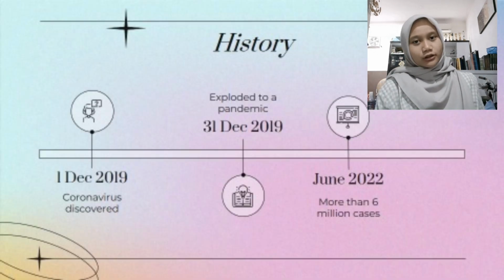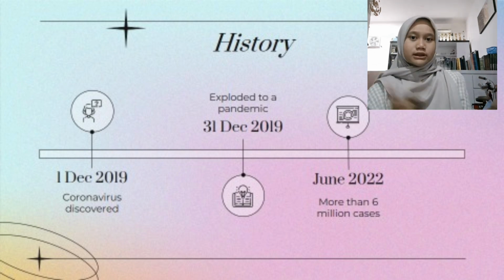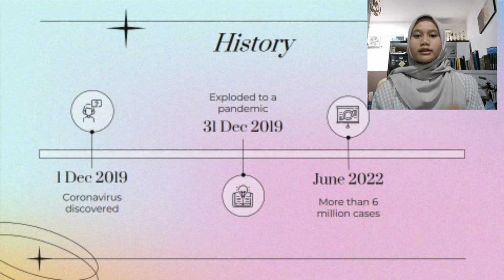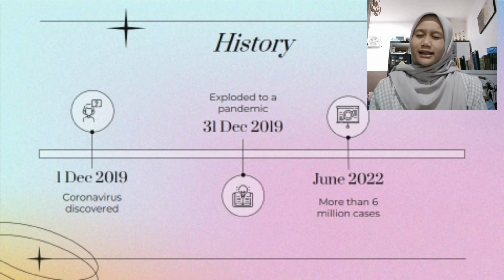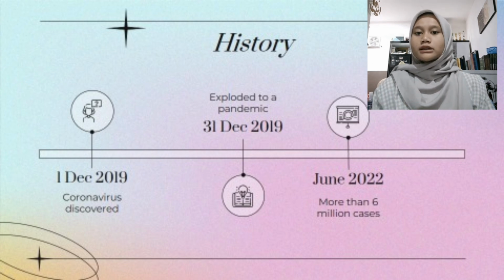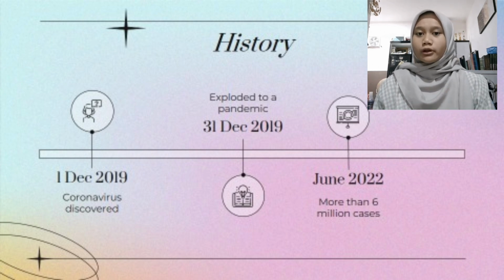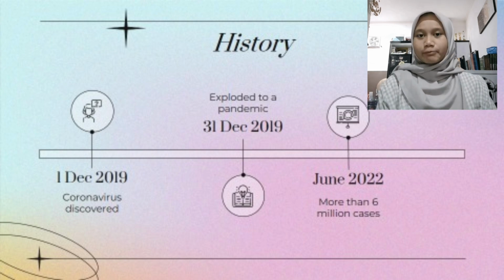Okay, so we go on to the first point. Let me elaborate that coronavirus is a virus that attacks the respiratory system. This virus was first discovered in Wuhan, China in 2019, and it can affect all age groups. Because of its fast transmission and no cure having been found at that time, this coronavirus exploded into a pandemic in 2019.